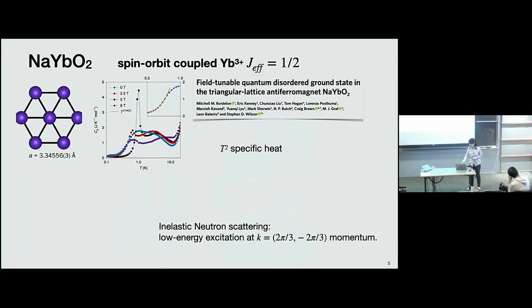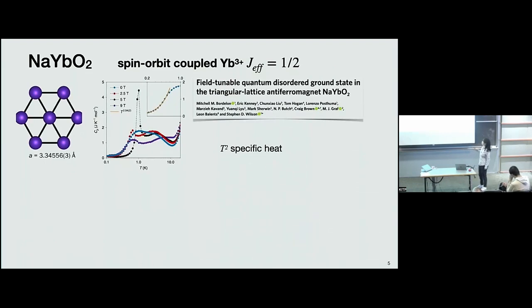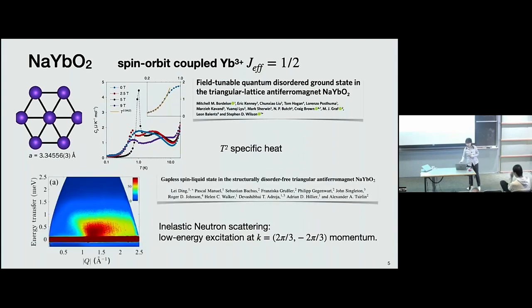And the other material, which includes the rare earth ytterbium, is at low energy also described by some effective 1/2 moment coming from a spin-orbit coupling mechanism, which has also been studied by the UCSB group. It is found that it has relatively low disorder, and with T-square specific heat, indicating some low energy emergent U(1) Dirac fermion, and inelastic neutron scattering also gives some characteristic critical excitation at the K momentum, which is consistent with a U(1) Dirac spin liquid prediction.